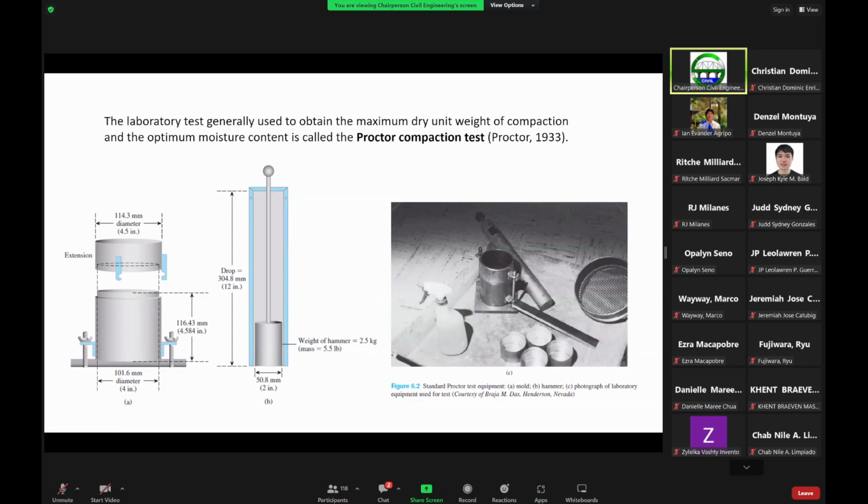So that's in this case, that's at 2.5 kilograms. Okay. So take note for the Proctor test, we have what we call the standard Proctor test, as well as the modified Proctor test, which differs in the dimensions of this equipment here, just to have some difference in the compactive effort. We call it the compactive effort.